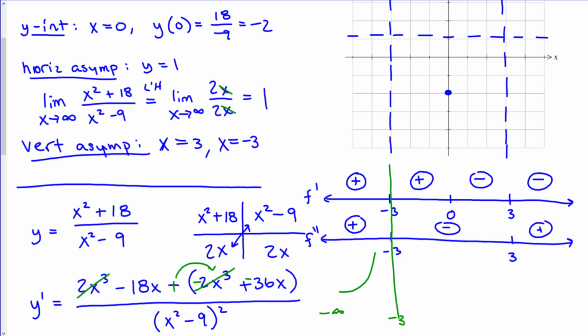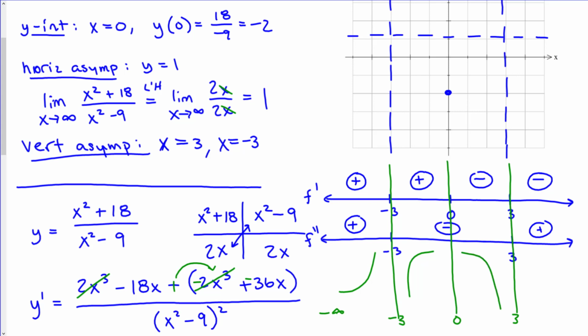On this next interval, where I change, the first derivative is positive and then goes to negative at 0. So from negative 3 to 0, I'm increasing and concave down, which looks like that. Then I change from 0 to 3. I'm decreasing and concave down, which looks like that.